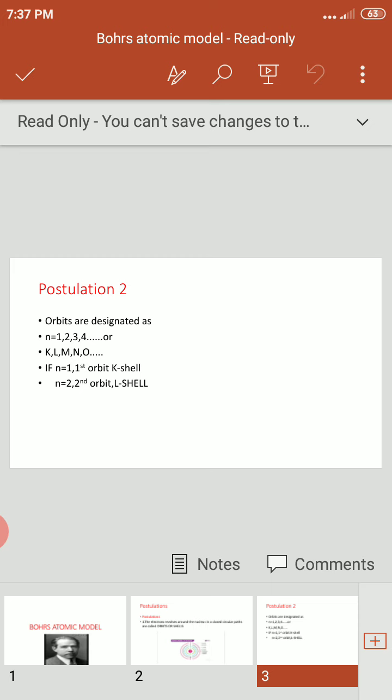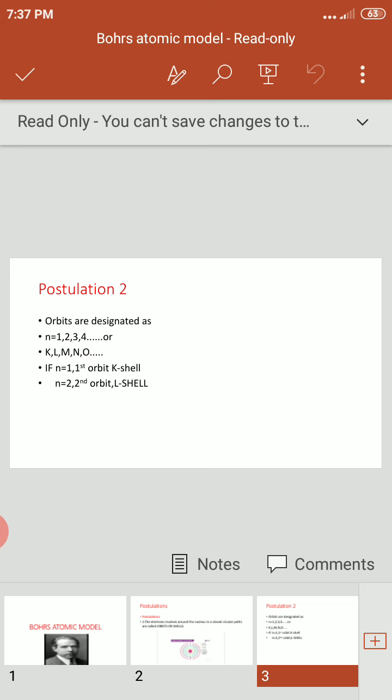These orbits are also designated as shells: K, L, M, and N. K is the first shell, L is the second shell. n equals 1 is the K shell, n equals 2 is the L shell, n equals 3 is the M shell, and n equals 4 is the N shell. For example, n equals 1 is called the first orbit and K shell, and n equals 2 is the second orbit and L shell.